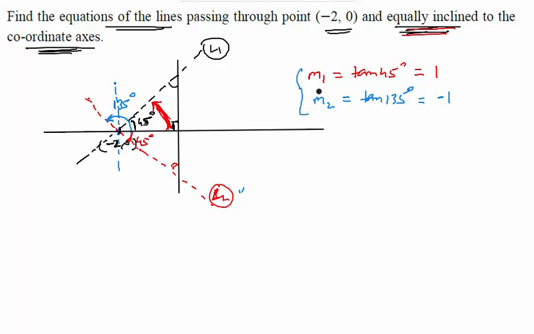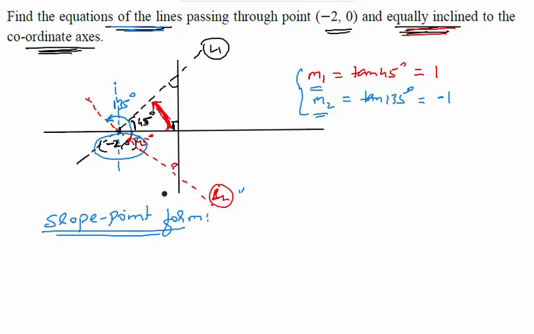So now we have the slopes of the two possible lines, and we also know that these two lines pass through -2, 0. So now to find the equation of the lines, we have to use the slope-point form of the line, right? So let us directly use this and find the equations of the lines. Let us talk about the first line. L1 will be y minus y1, y1 is 0, is equal to m1, and m1 is 1, into x minus x1, x1 is -2, right?